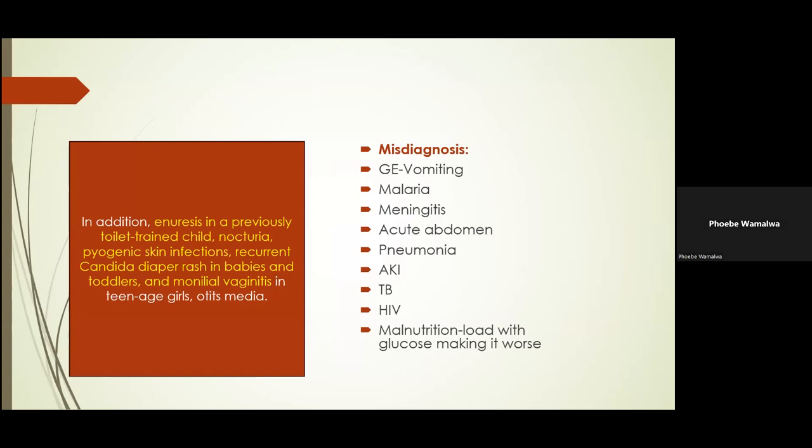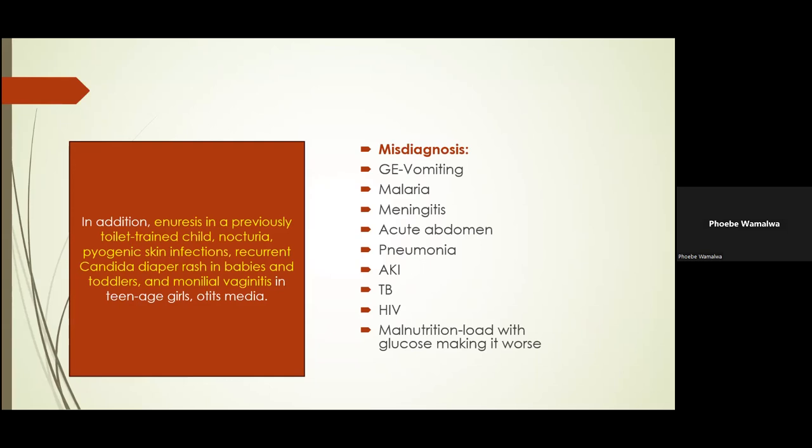So misdiagnosis can actually occur, and it does occur, depending on where we are coming from. You can misdiagnose these patients as having gastroenteritis if they just come with vomiting. If you are in a malaria endemic area, you can misdiagnose them as having cerebral malaria because they have come with fatigue, vomiting, and coma or altered consciousness. The same children can be misdiagnosed as meningitis. We have seen cases where these children are misdiagnosed as having acute abdomen, and they almost land in a theater for operation. Yet what they have is basically DKA with the increased ketones.